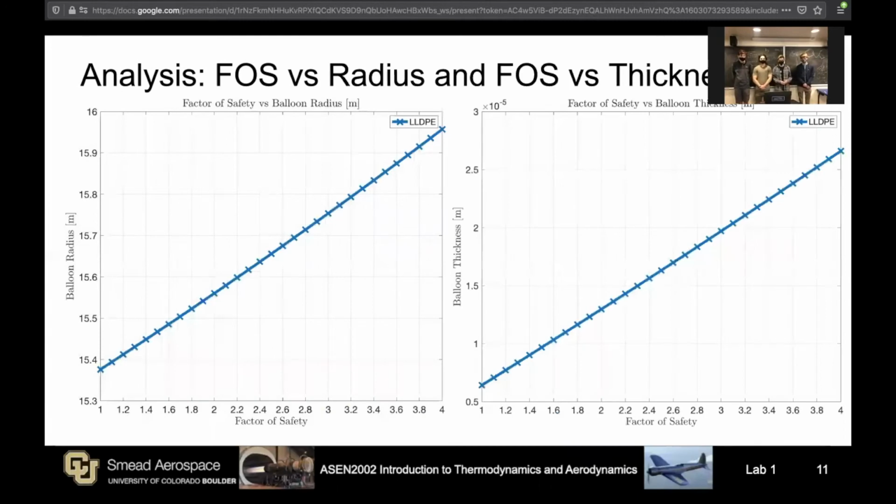Onward, using the LLDPE, you can see that we did graphs of factor safety versus radius and factor safety versus thickness. And these graphs are obviously functions of volume, as these are used to calculate that volume. You can see that approximately 1.5, you get a respective radius and thickness based on these graphs. And this helped us further analyze the relationship between factor safety and radius and factor safety and thickness.